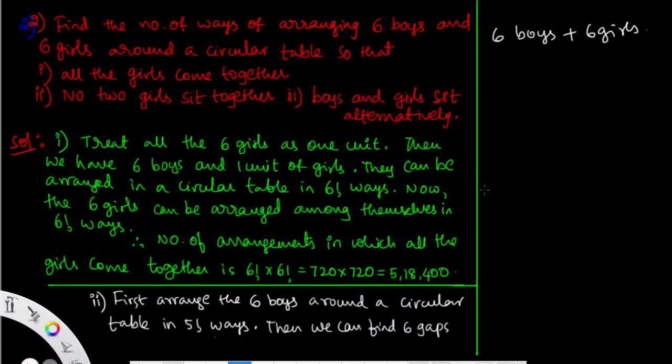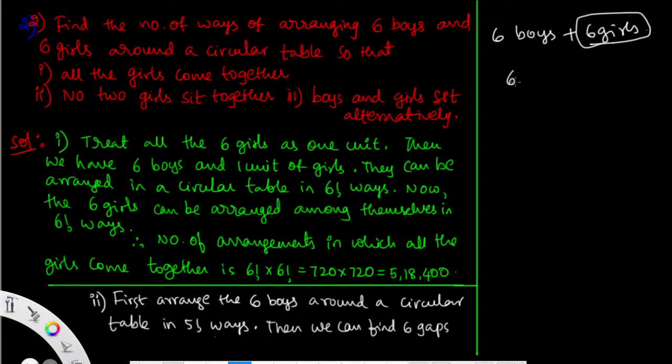The same kind of question in linear permutation is in exercise 5.1, but those arrangements are in a line, that is, row-wise. Here, circular permutation is given. The first part is that all the girls come together. First, take the girls: all the girls come together means always treat them as one unit, make a bundle.